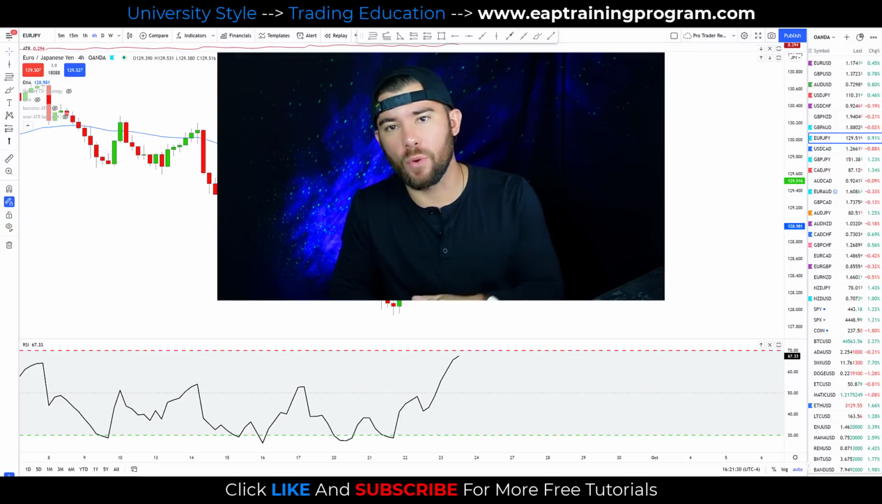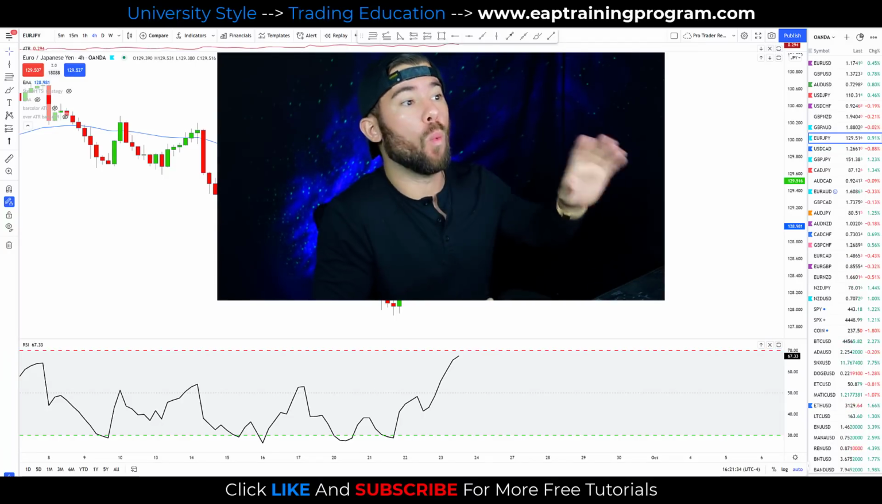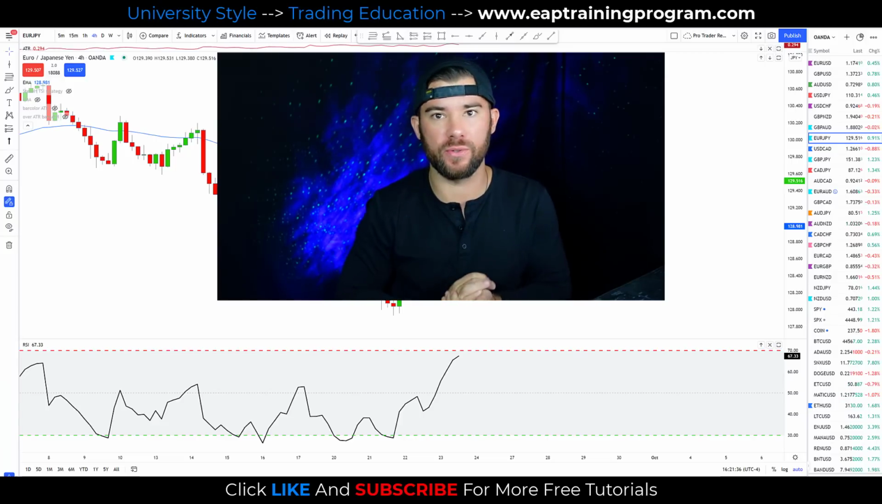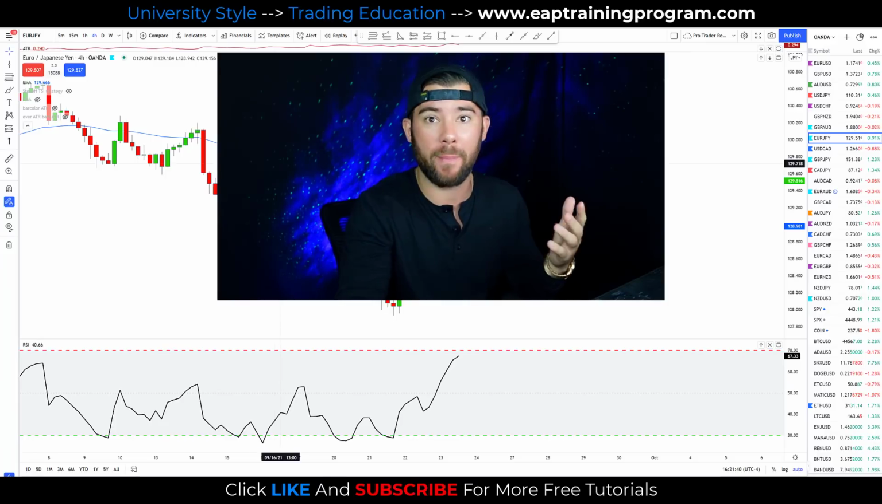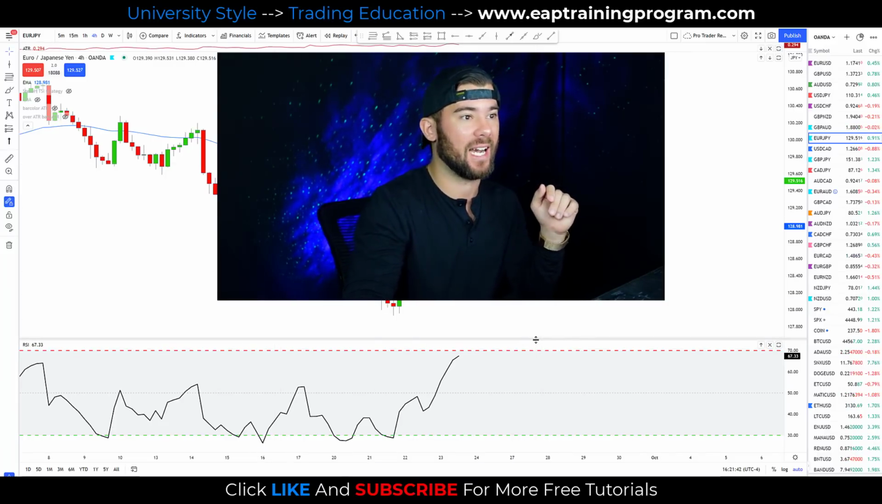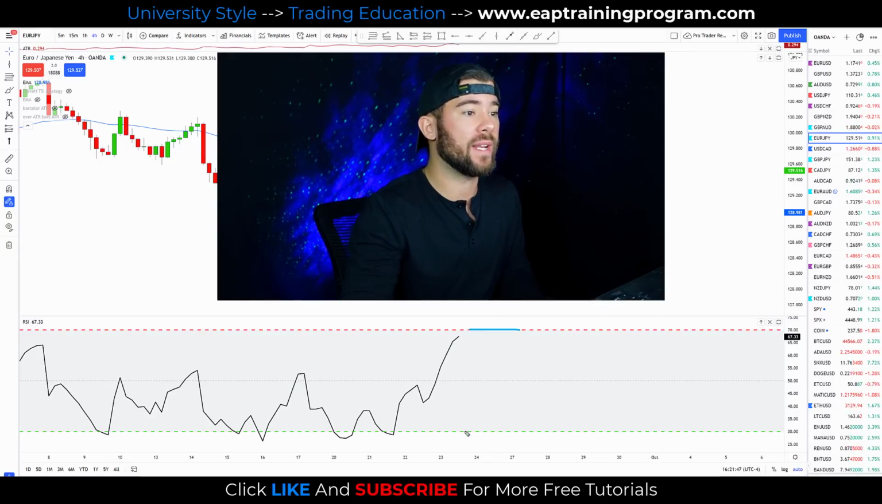There are a couple of different ways to use the RSI indicator to find profitable trades, and one of those is looking for reversals using this indicator. That's what we're going to go over first because it is by far the most popular way to use the RSI. So here on the RSI, you can see a red line and a green line.